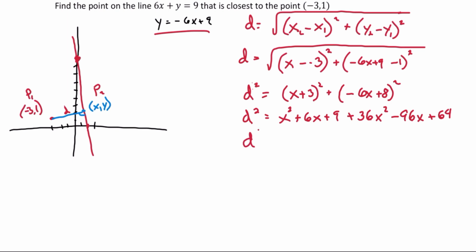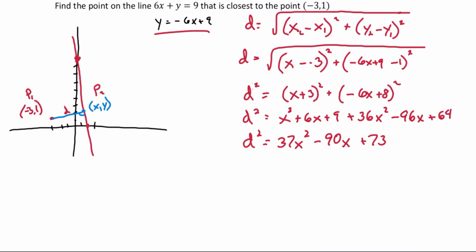Continuing to simplify, we get 37x squared minus 90x plus 73. And we want to now minimize this. Minimizing distance squared will actually minimize distance as well.